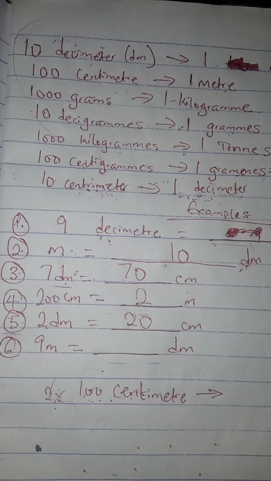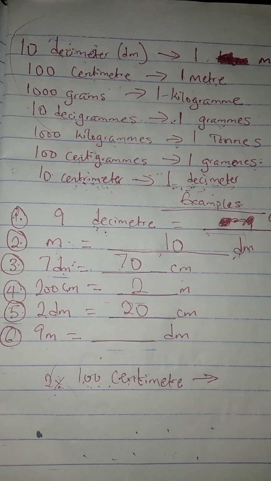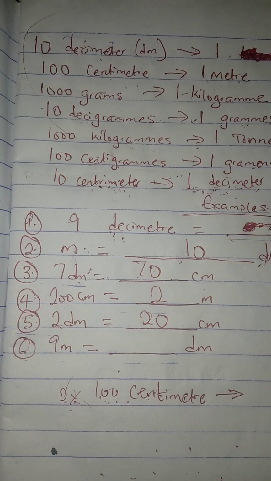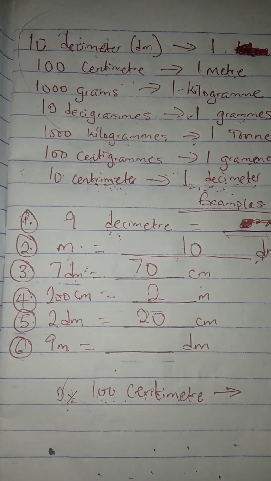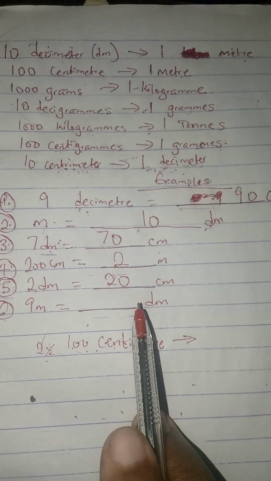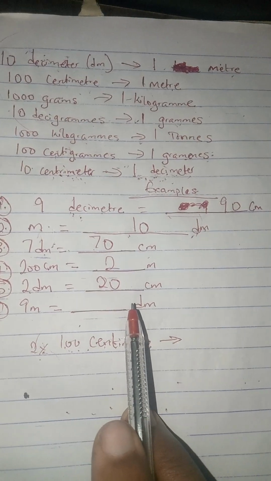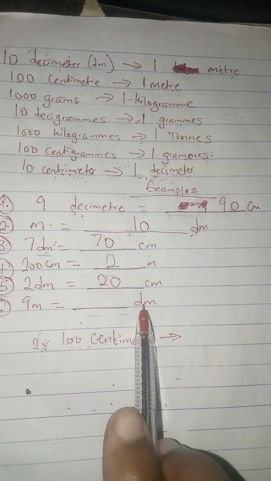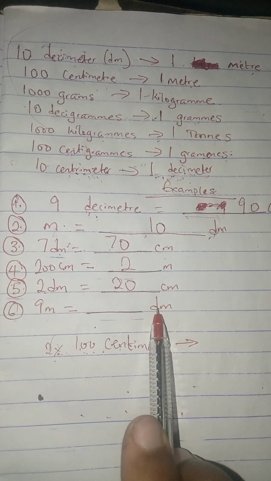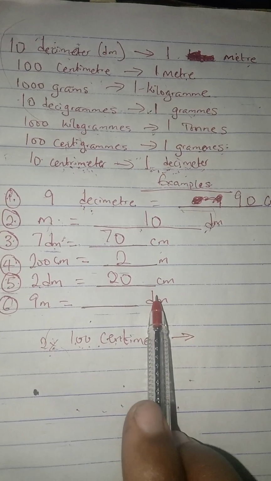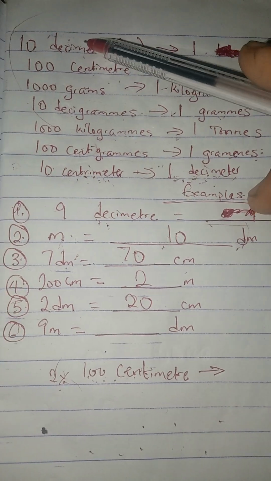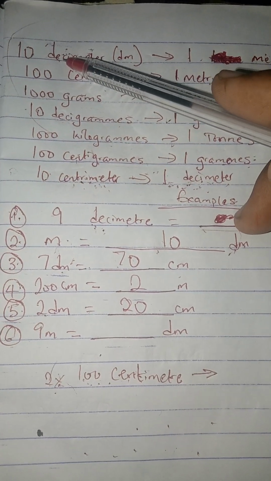Let's look at the next question here. Now we have 9 meters equals to how many decimeter? Now, this is a simple question, because from what I've told you there, remember D stands for 10, right? Now 10 decimeter will give us 1 meter. Remember this deci means 10.